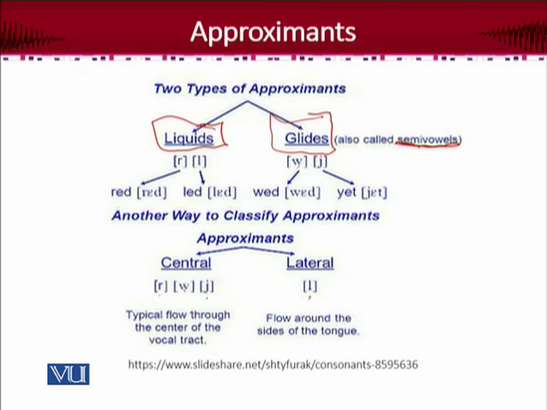So these are approximants. They are very similar to vowels, but they are halfway between obstruents and vowels, right? And approximants are really important because at times they are required to be phonetically distinguished within sound systems of the word. So we need to know what approximants are, what their features are, and what parameters we can use to distinguish the manners of articulation of approximants, all right?